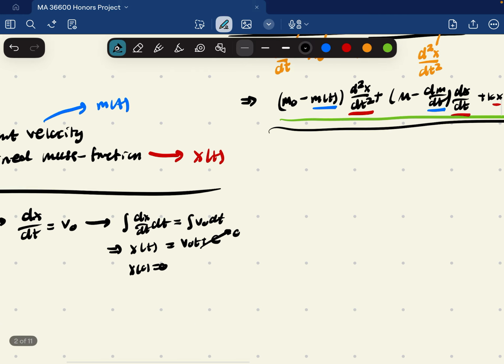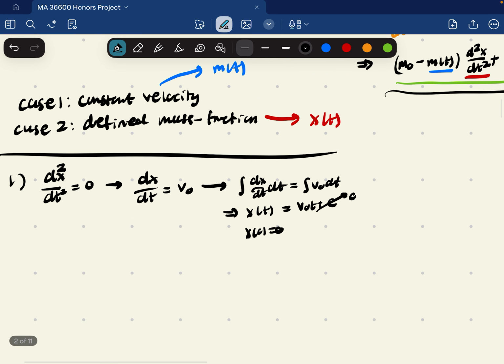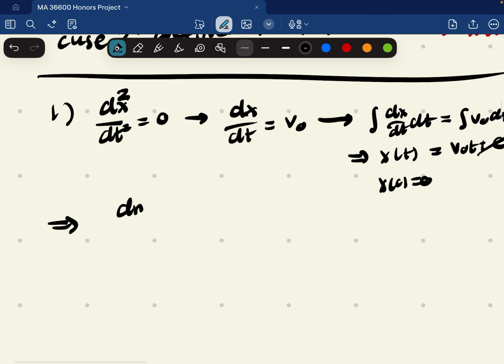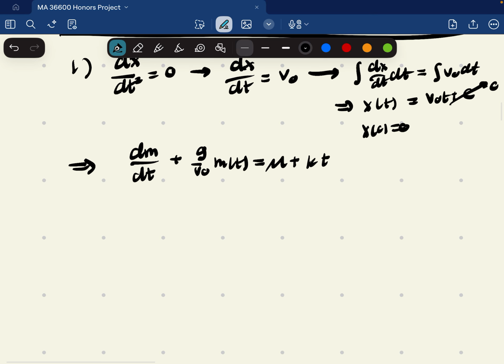So it's going upward at constant velocity. I have all these things I know is true. So now I'm going to get the following. I'm going to rearrange it a little bit algebraically, but so I get dm/dt plus g over v naught m of t equals mu plus kt equals kt.